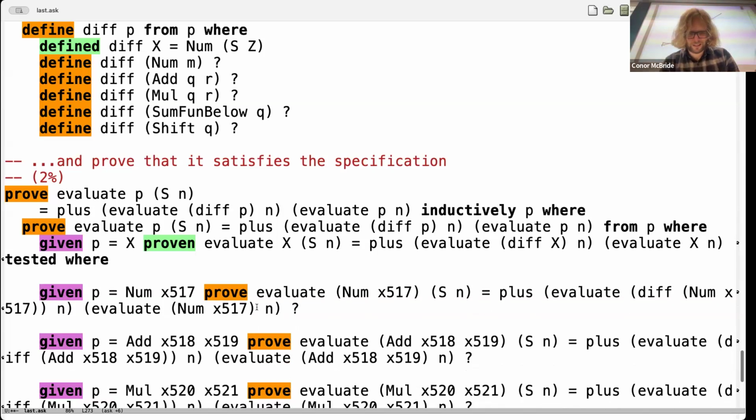Then let's do this one. So the first thing I'll do is I'll rename this to M.